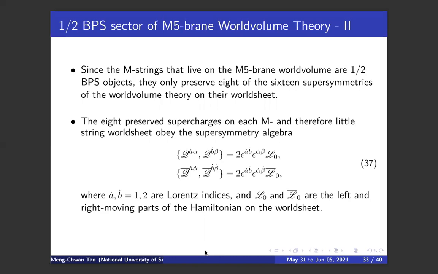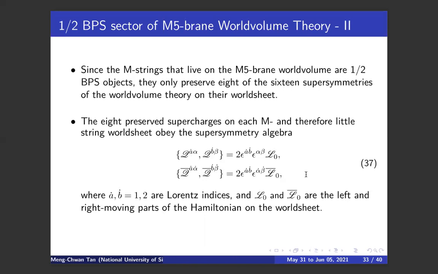Now, if you look at the 8 preserved supercharges on each M string, and therefore little string, worldsheet in the type 2A theory, they obey this algebra. Okay, so you can see from this algebra, there are indeed 8 supercharges. Okay, because this takes up the 1 and 2 index. This is the 1 and 2 index. So there are 4 of this kind and there are 4 of this kind. So indeed, there are 8 supercharges. But now the chirality is different. So there are supercharges that don't have a bar and supercharges that have a bar, and this is associated with the left and right moving Hamiltonians on the worldsheet.